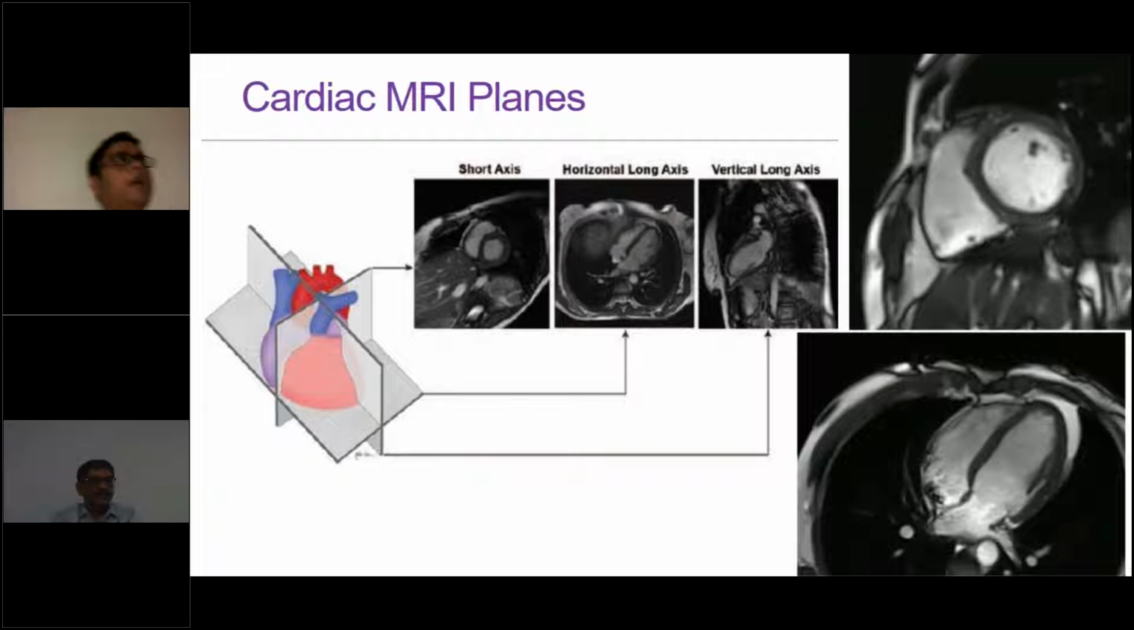Let's see how we acquire the common MRI planes. One of the most common planes we acquire is the short axis plane. In the short axis plane, the slice is cut perpendicular to the interventricular septum, and this will give rise to this image. So in the short axis image, the right ventricle lies anteriorly, which is a triangular shaped structure, and the left ventricle is situated posteriorly. This is the horizontal long axis view, in which you see the right ventricle is an anteriorly located structure on the right side with a relatively thin wall, and the left ventricle is located posteriorly and on the left side.